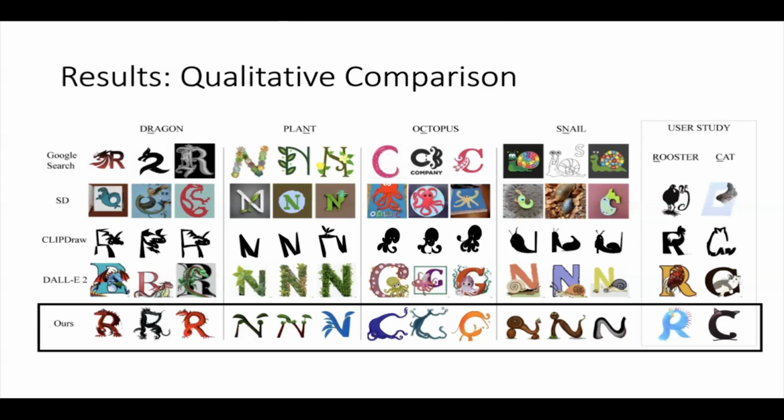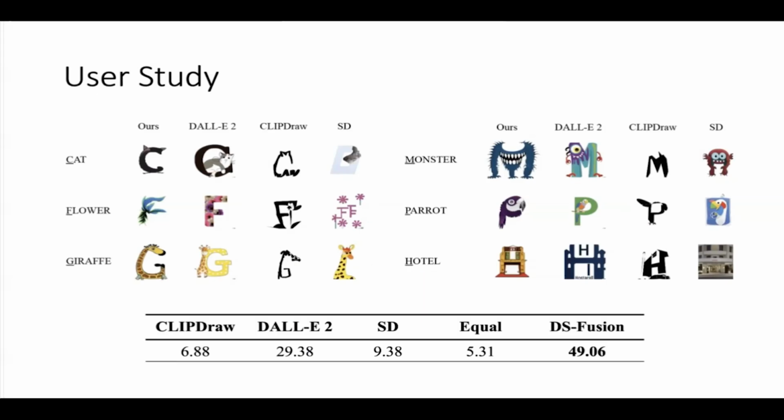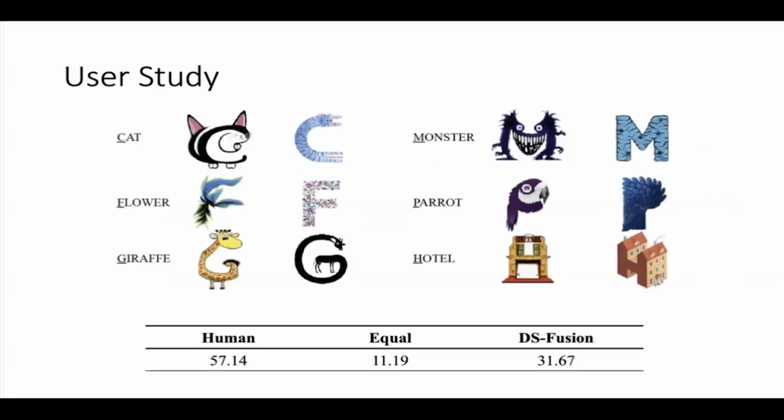Here we show some visual comparisons with Google Search, Stable Diffusion, ClipDraw, and DALL-E2. We do 2 user studies. In the first study, we compare our method with other generative methods, including DALL-E2, ClipDraw, and Stable Diffusion. The users are shown 4 images generated by each method and are asked to choose the image that best corresponds to the typography requirements. We show that DS Fusion clearly outperforms the other methods in this case.